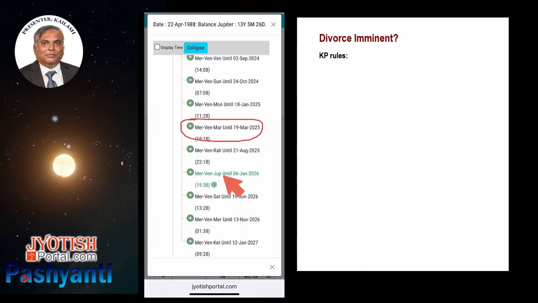So let's assess first the Venus, whether Venus is going to give a separation or not, and then we will look at each of these Pratyantars: Mars, Rahu, which ended, and Jupiter, which is currently going on, and then Saturn. So let's take a look.